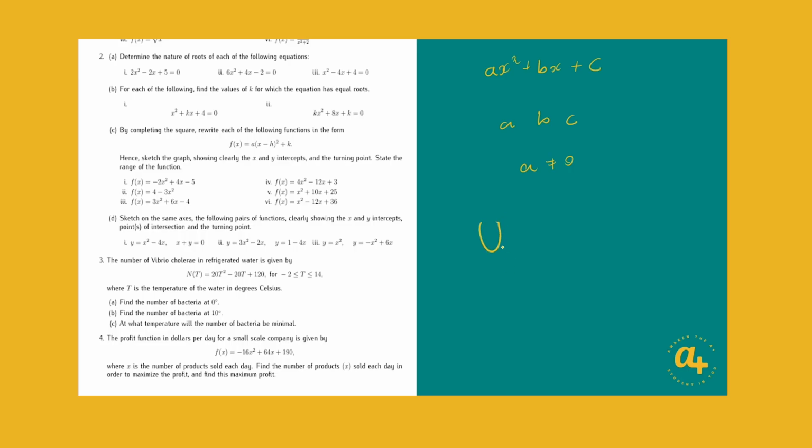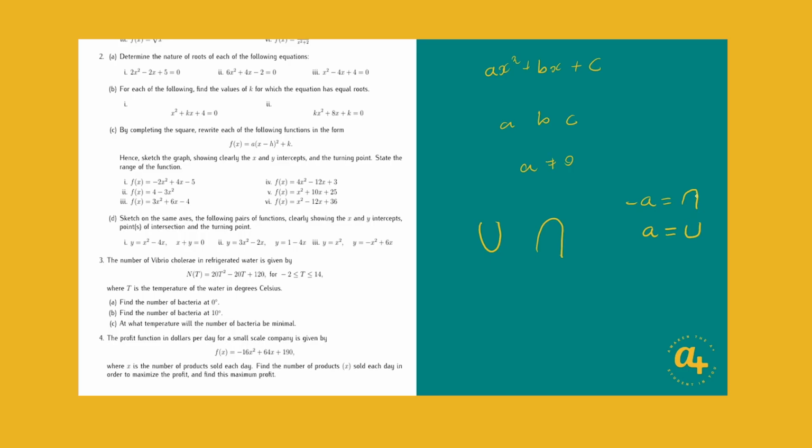Now, this U-shaped curve can either open upwards or open downwards. The thing that determines whether this U-shaped curve opens upwards or downwards is the sign in front of the coefficient of x squared, which is a. Therefore, if the sign in front of a is negative, then the graph of our quadratic function is going to open downwards. However, if the sign in front of a is positive, then the graph is going to open upwards.